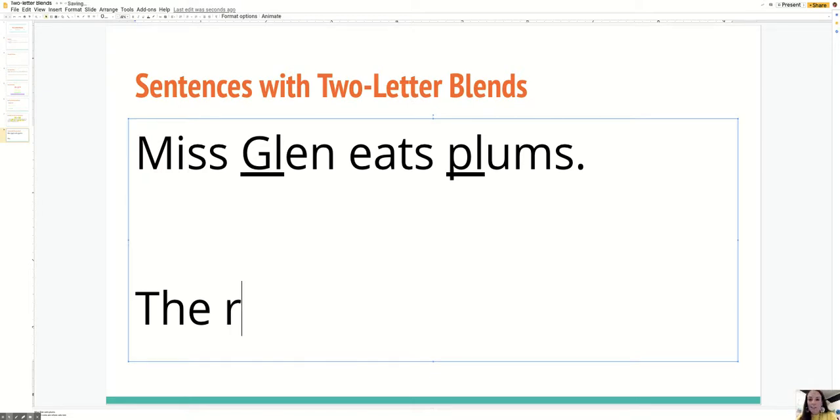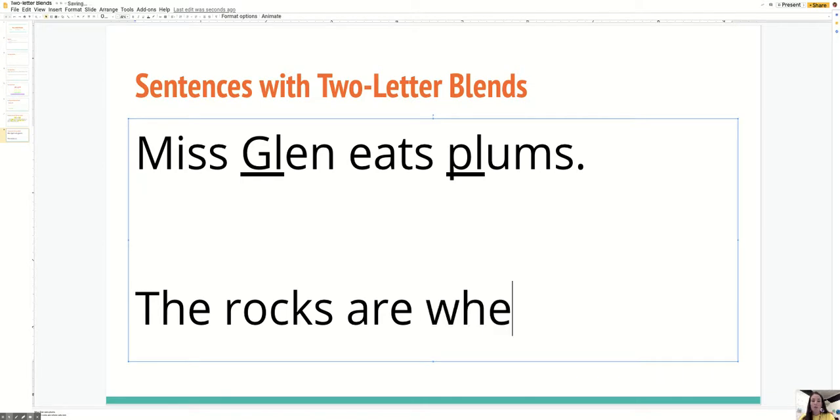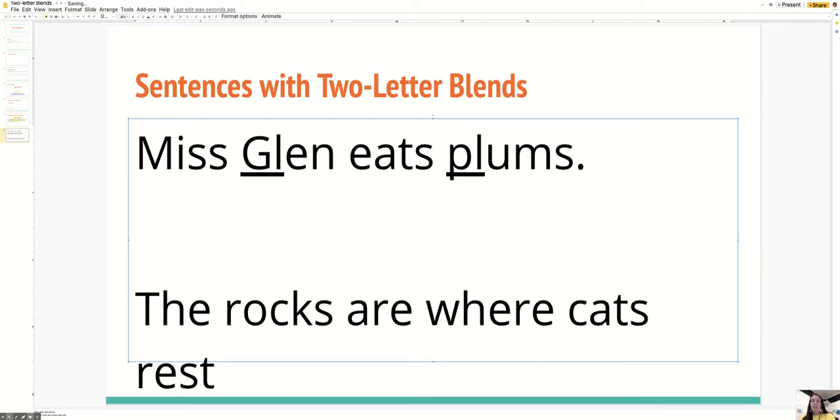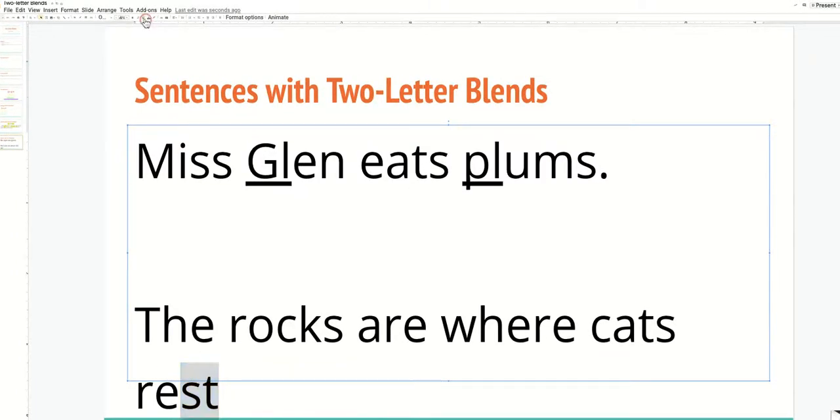The rocks, so are, A-R-E, where, W-H-E-R-E, cats, C-A-T-S, cats, rest, R-E-S-T. The rocks are where cats rest. Now rest, that S-T right there is a two-letter blend, even though it comes at the end of the word. The rocks are where cats rest.